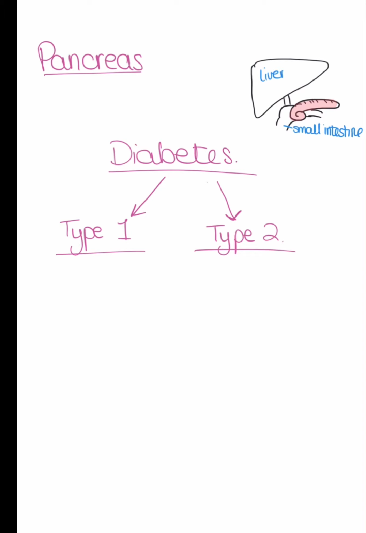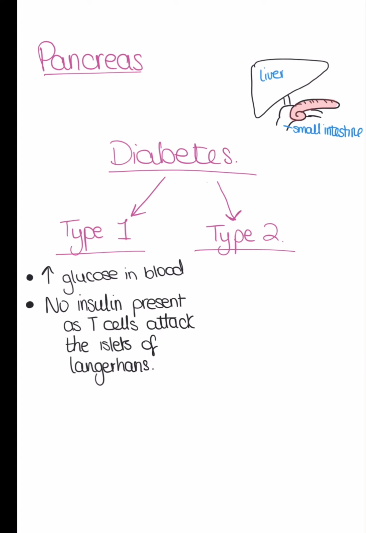Type 1 results in very high glucose levels as there is no insulin present, and remember that insulin regulates the blood sugar levels and brings it out of the blood and into the body cells. But people with type 1 diabetes have very, very low insulin levels due to the T cells attacking the pancreas, specifically the beta cells of the islets of Langerhans of the pancreas.